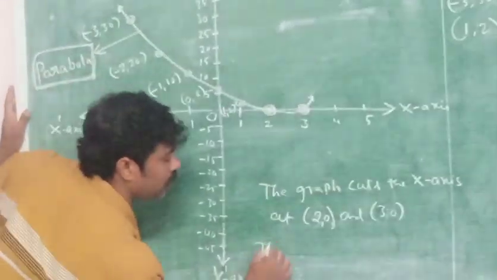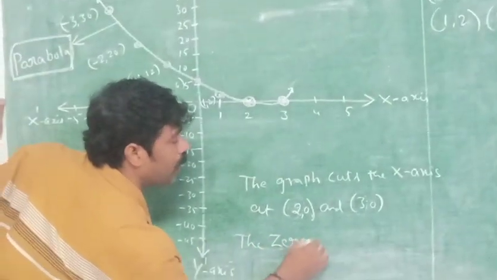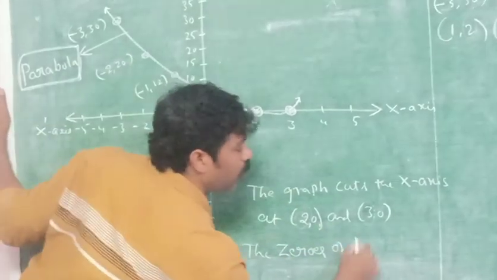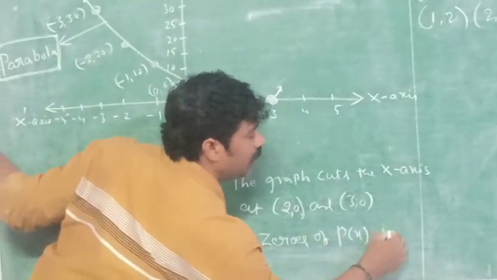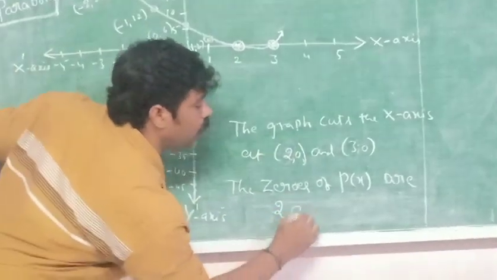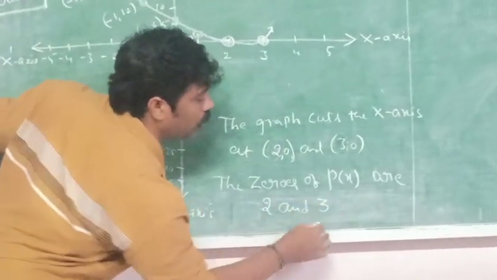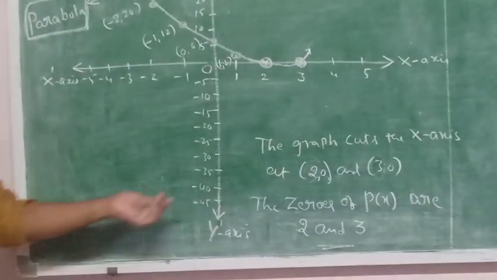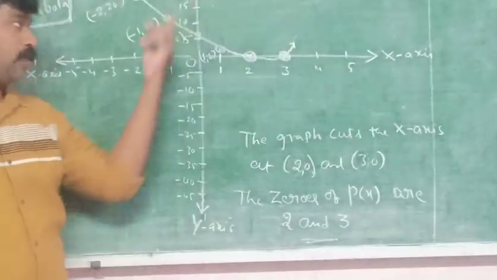So the zeros of the given quadratic polynomial p of x are, you get two zeros. What are the zeros? 2 and 3. Like that, we can find the zeros of a quadratic polynomial by using the graph.